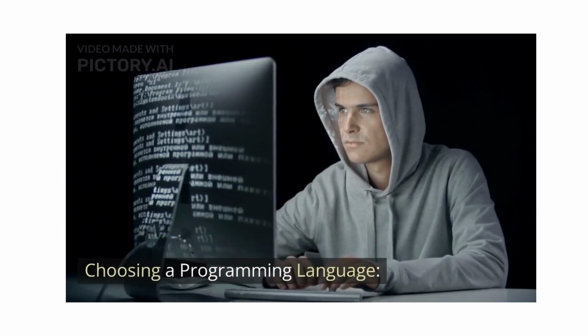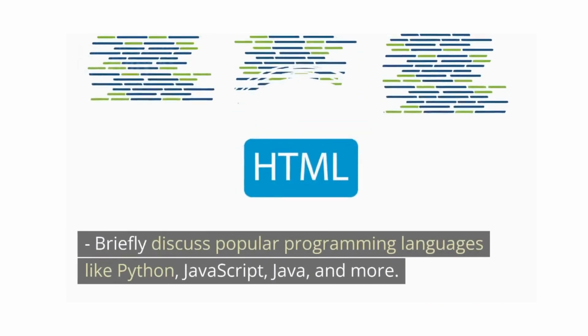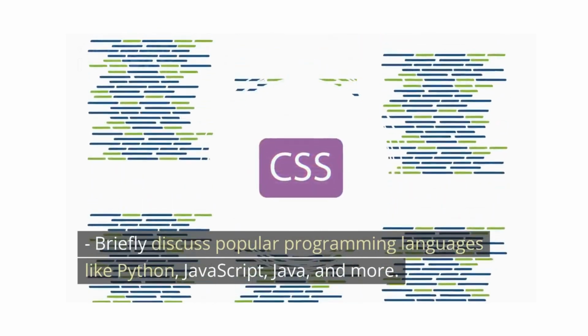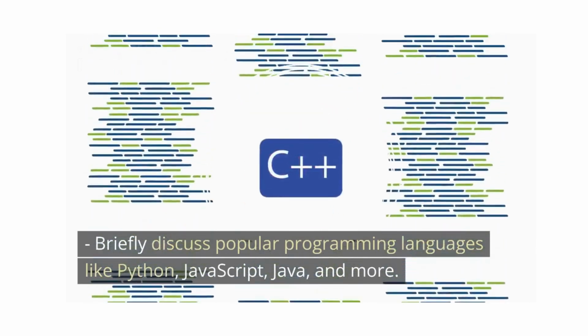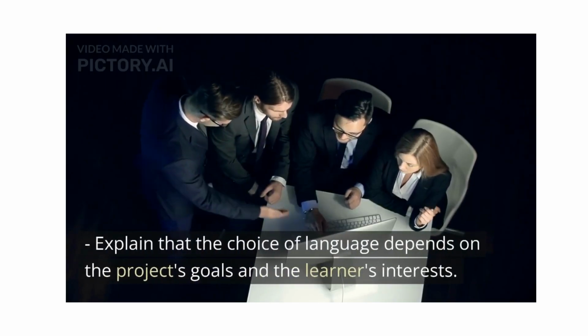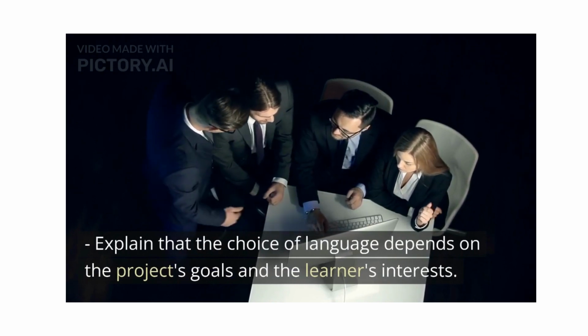Choosing a programming language. Briefly discuss popular programming languages like Python, JavaScript, Java, and more. Explain that the choice of language depends on the project's goals and the learner's interests.